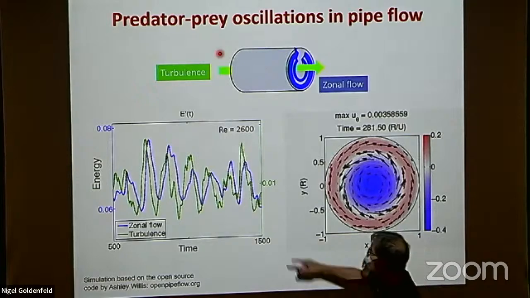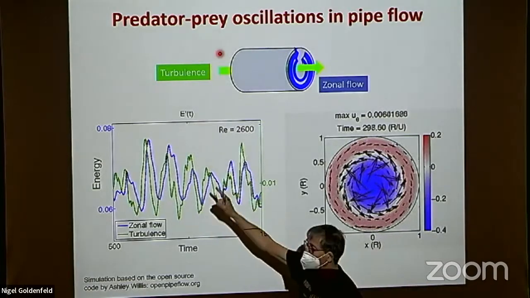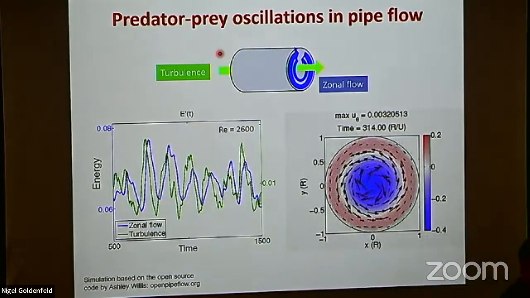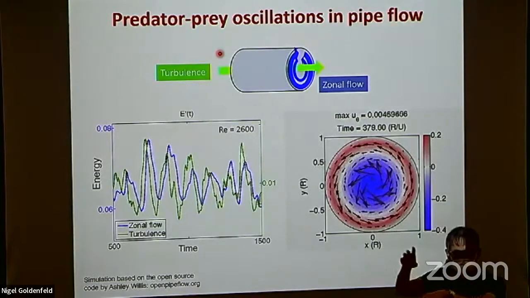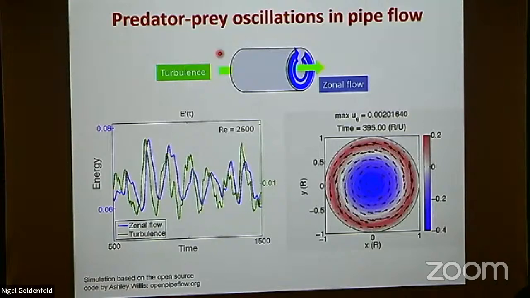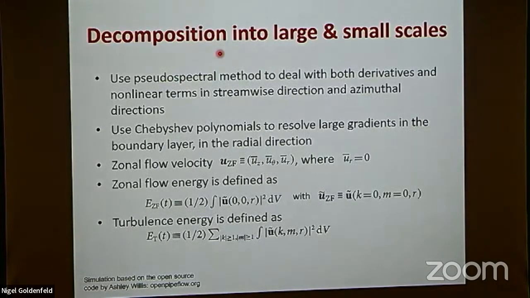Now, the important thing is that the energy of that mode oscillates in time. And it oscillates out of phase with the energy of the turbulence. So the turbulence and this emergent large-scale zonal flow mode, which is weak, are oscillating 90 degrees out of phase.